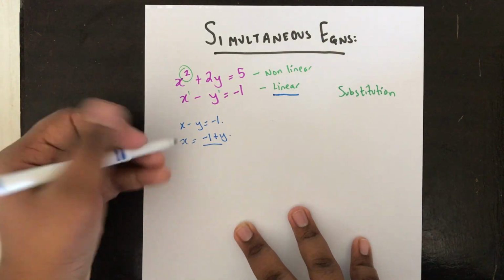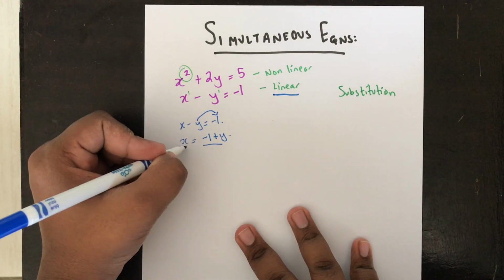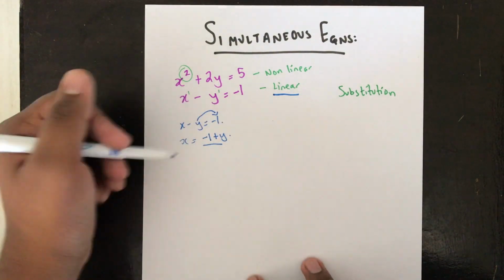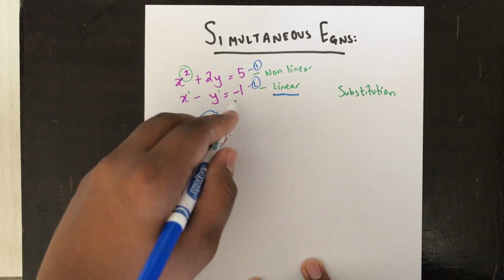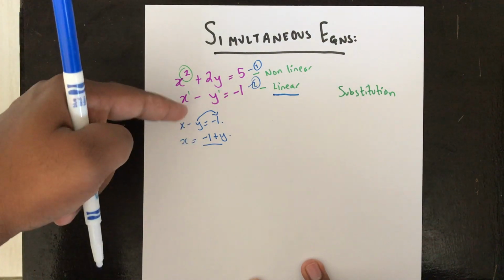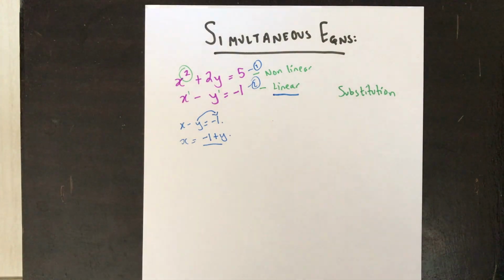That's the value of x. I've just moved the minus y to the other side, so I get minus 1 plus y. So x is equal to minus 1 plus y. Now with the substitution method, we have equation 1 and equation 2. I used equation 2 to make one variable the subject because it's a linear equation. Now I'm going to substitute this into equation 1 so I can get my answer.